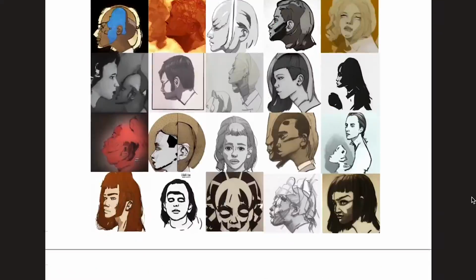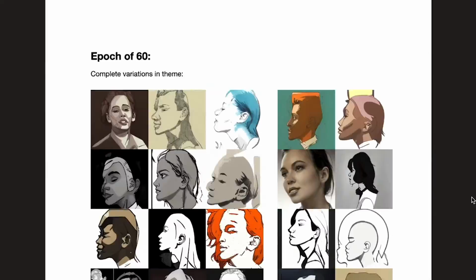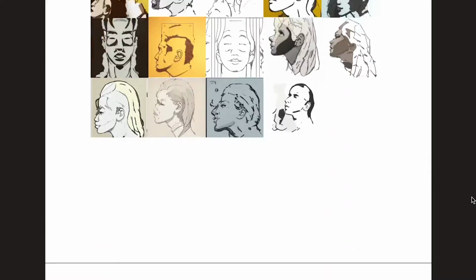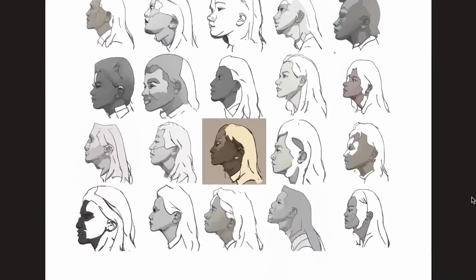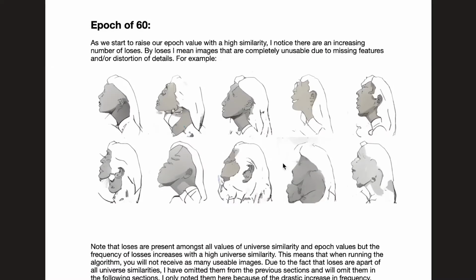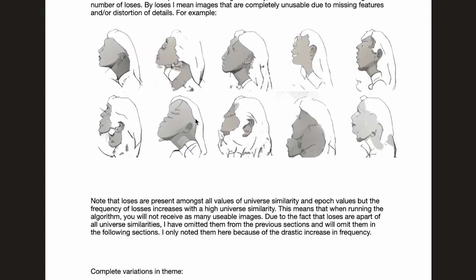Something I just briefly want to discuss though is the idea of losses. So amongst all levels of universe similarity as well as epoch amounts, you're going to have losses. And by losses I mean, let me just scroll down to it. So by losses I mean this here. Losses pretty much are when the features of our image become so distorted that they are arguably no longer usable. Considering our input image and the outputs, these obviously are not something that we would be looking for when using that kind of input image.